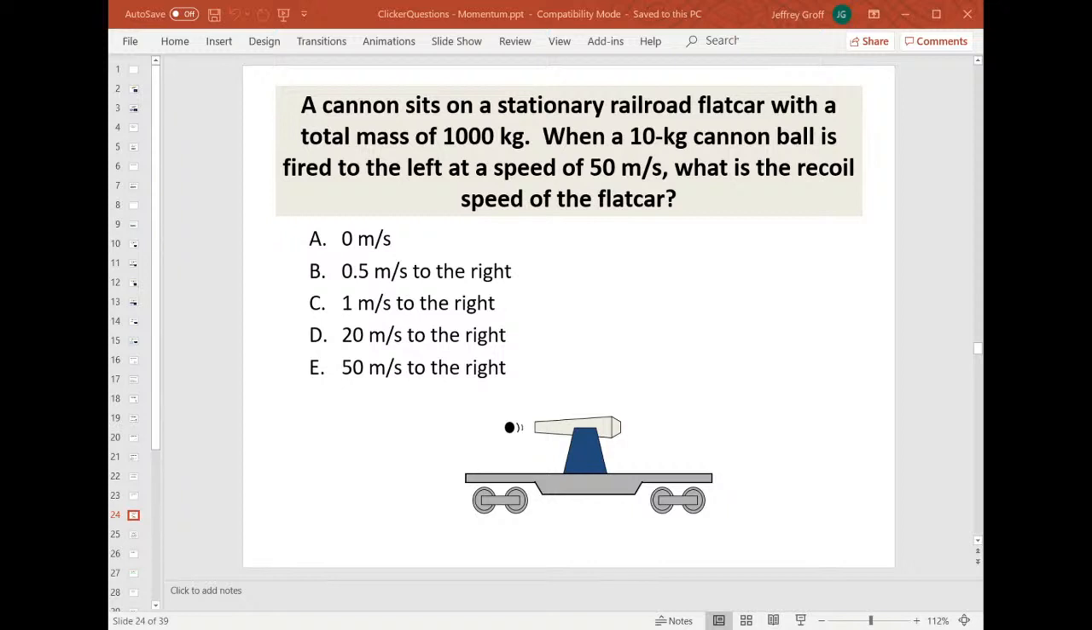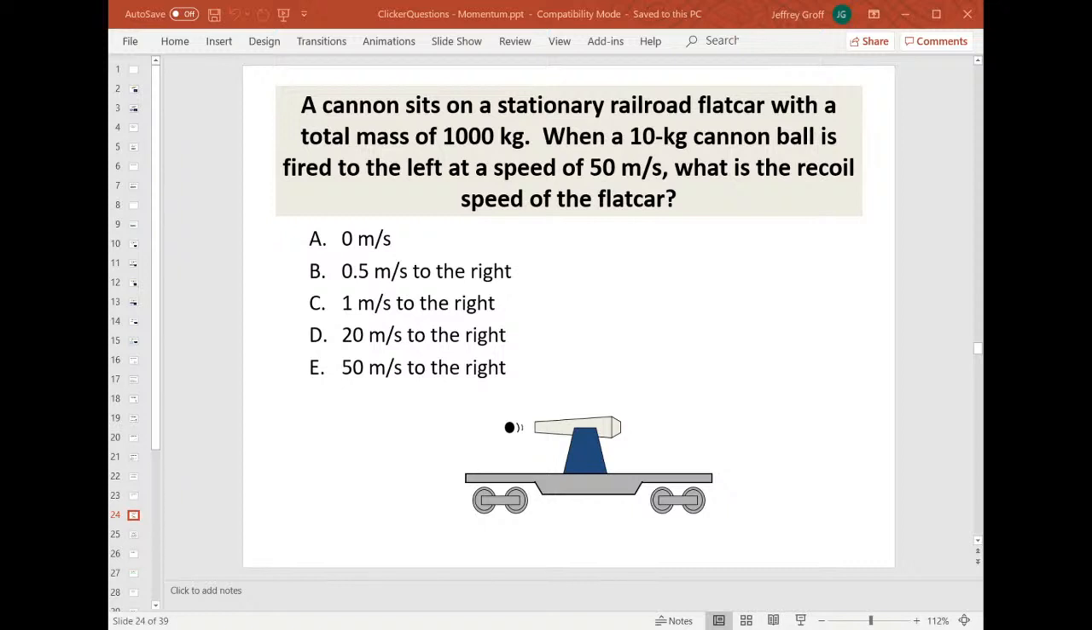A cannon sits on a stationary rail car with a total mass of 1,000 kilograms. A 10 kilogram cannonball is fired to the left at a speed of 50 meters per second. And the question is, what's the recoil speed of the flat car? So you might need a piece of paper for this. But this is a conservation of momentum problem. It's a totally inelastic collision in reverse. Instead of two things coming together and sticking, you have two things flying apart. It's an explosion. So what's the total momentum of the system before the cannon is fired? 0. The total momentum of the system is 0.